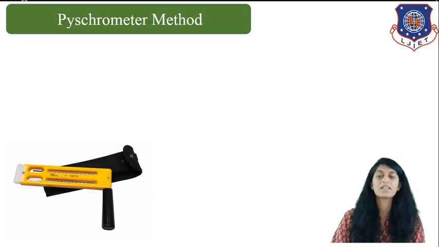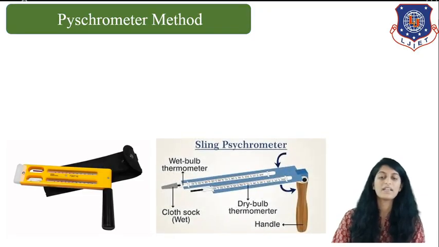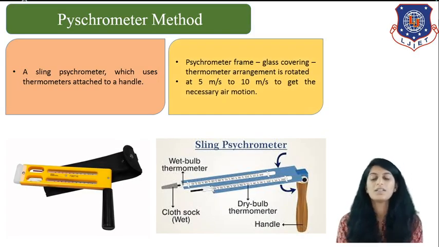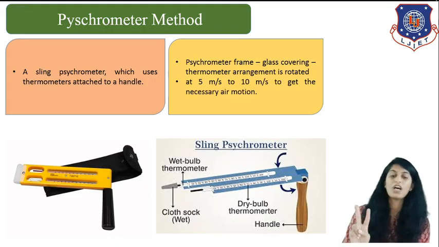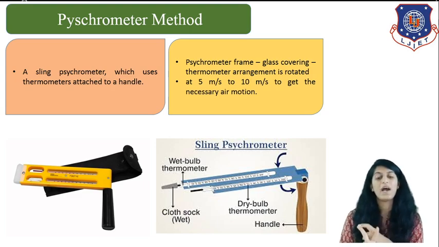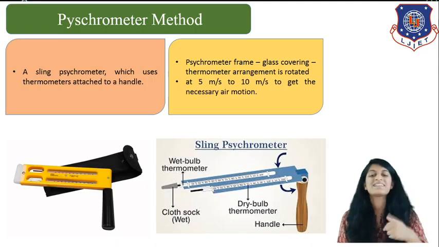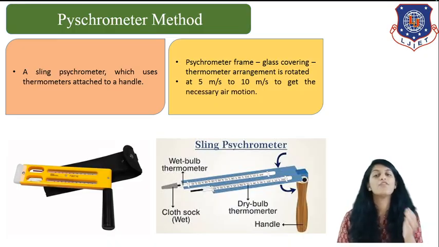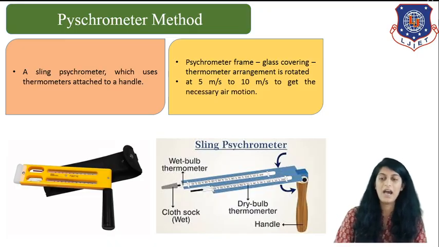Coming next is the psychrometer method. A psychrometer is basically a wet bulb dry bulb thermometer, and as you can see here, this is the equipment which is used in case of psychrometer. A psychrometer consists of two thermometers, one wet bulb and the second one dry bulb, correct? It is covered with a glass frame and is rotated at a speed of 5 meters per second to 10 meters per second to get the necessary air motion, due to which we can get our desired readings.